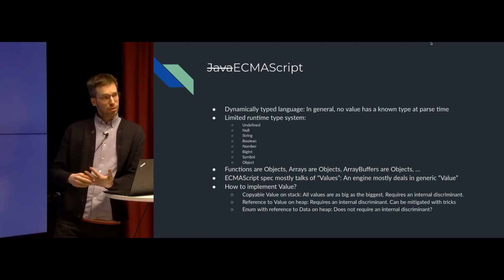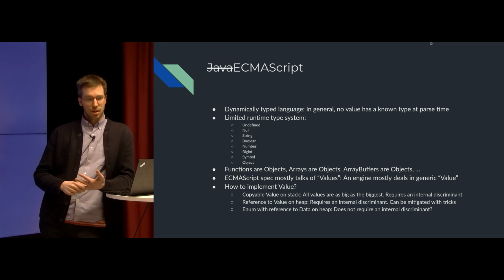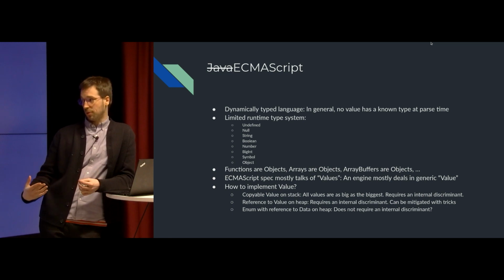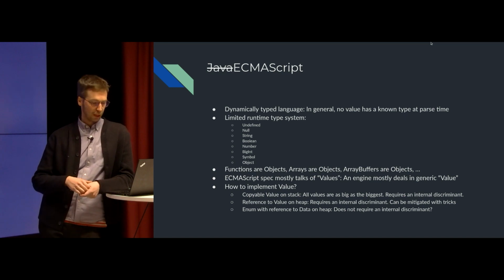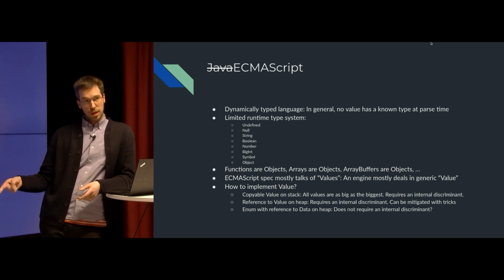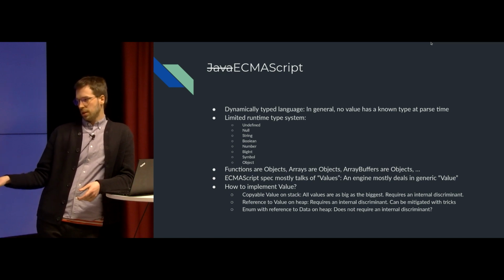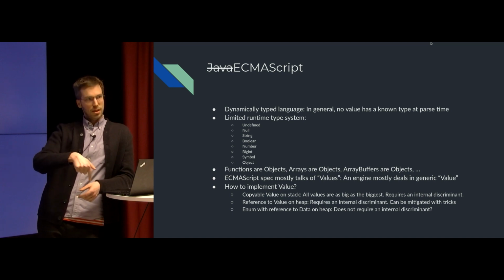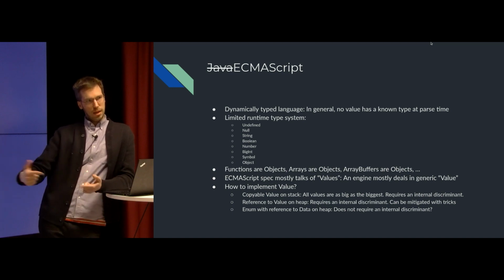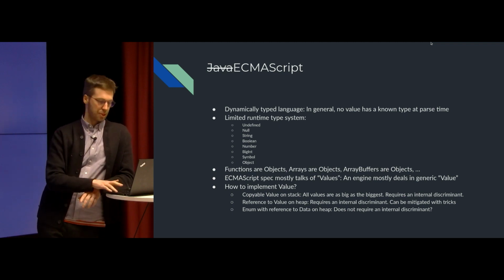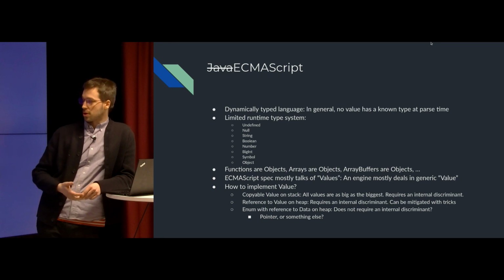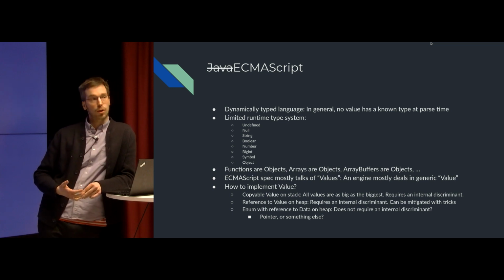Kind of a Rustier option would be to do an enum. So we do an enum with the payload being some kind of reference to data on the heap. Or possibly it can be, of course, just stack data as well. And now if we do this, we might not require an internal discriminant in the data itself because we already have the enum discriminant. We could maybe use that. But there's one question: is your payload, your reference, going to be a pointer, or is it going to be something else?